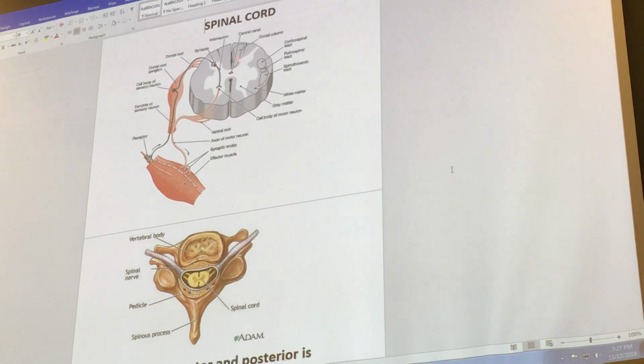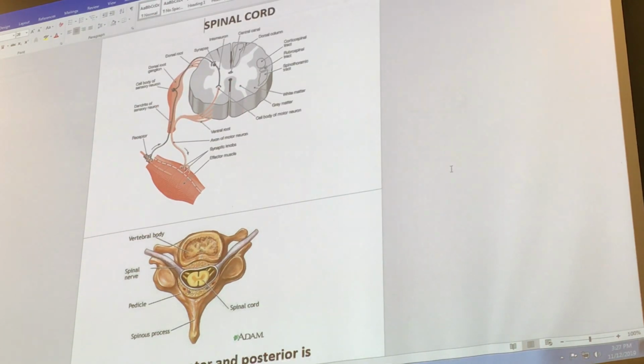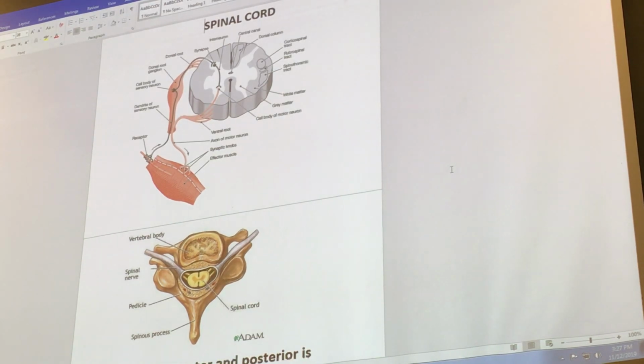Now, we have these parts here, as I say, these horns. The posterior horns are there, the lateral horns are there, and the anterior horns are here. And we're going to talk more about the anterior horn cells in a little bit. So anyway, that's the basic way that the spinal cord is designed.